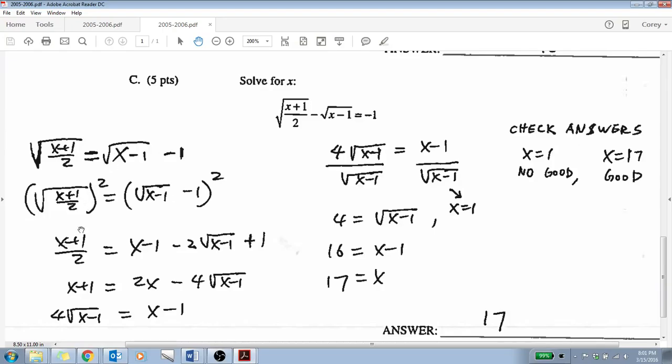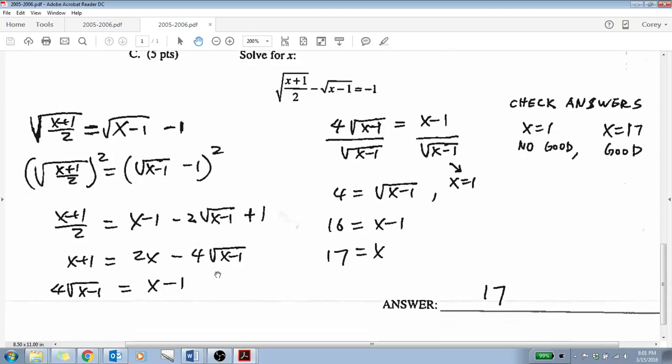So I do that, and I'm left with x plus 1 over 2, and then when I FOIL this expression right here, I get x minus 1 minus 2 square root of x minus 1 plus 1. Then I multiply both sides by 2, and I get this right here. Now I want to arrange things and combine like terms. So I'm going to bring the x over here with the 2x, bring the 1 over here as well, and make the radical go to the other side, making it positive. So I'm going to get 4 square root of x minus 1 equals x minus 1.